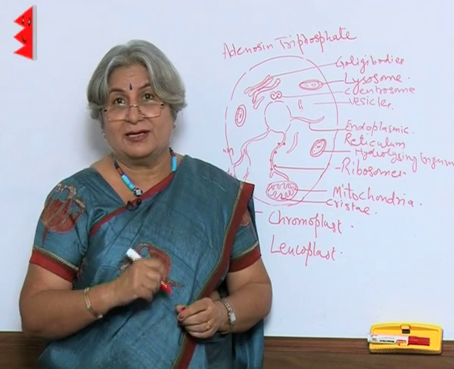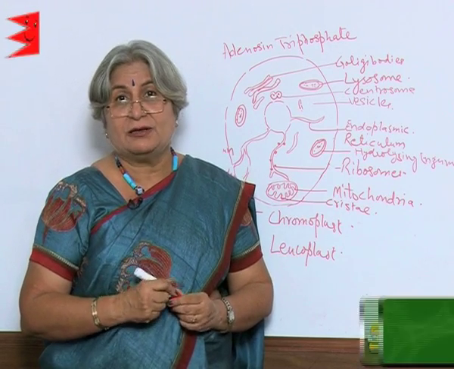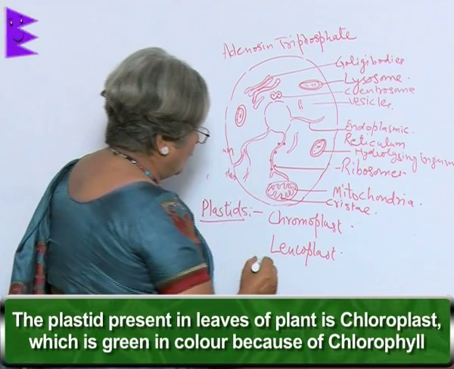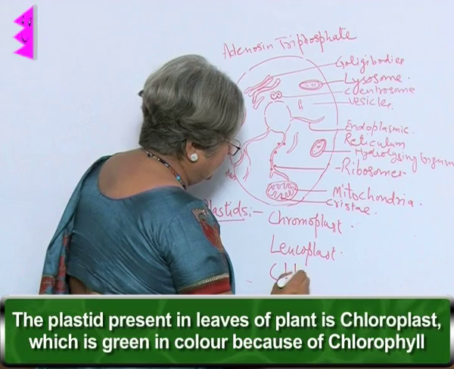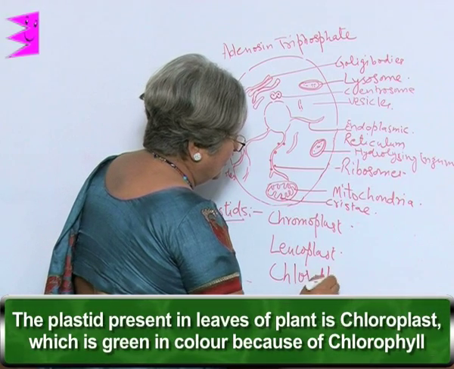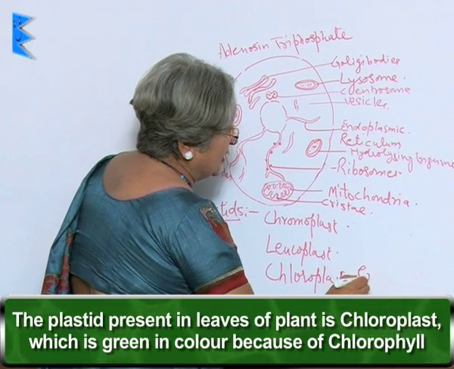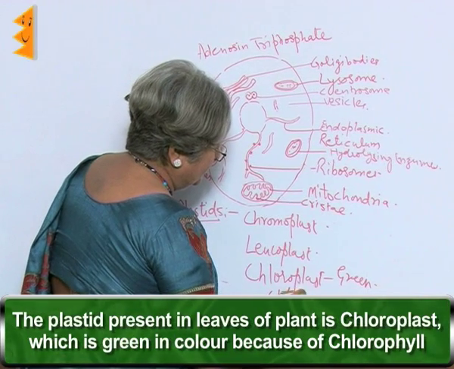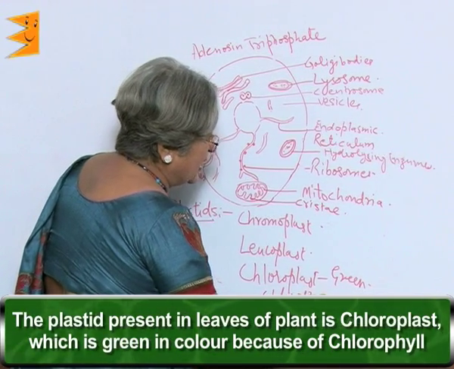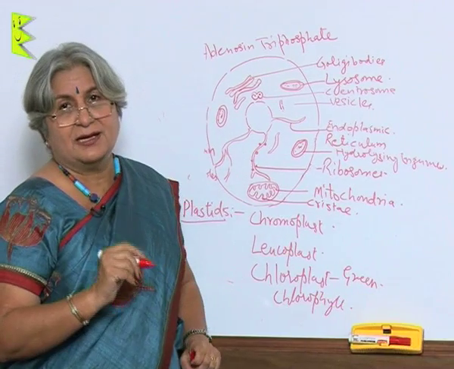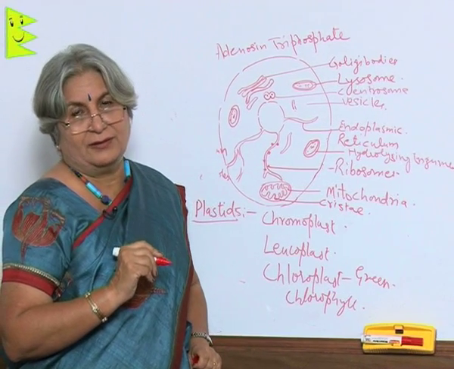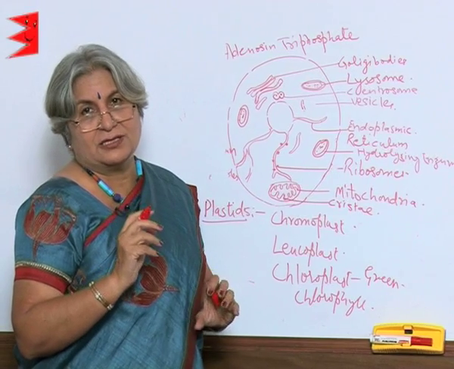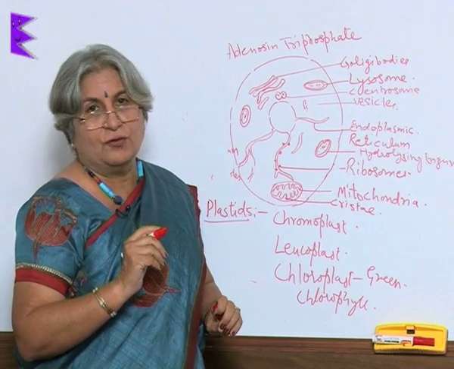Now, coming back to the leaves, the special plastid which is present in the leaf is called chloroplast. Chloroplast is green because it has chlorophyll. Of course, it also has some other pigments like carotene and xanthophyll. So, chloroplast is concerned with photosynthesis or production of food.